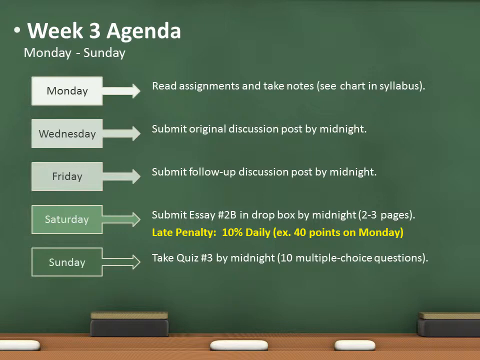So if you're late and turn it in on Sunday, that's one late day, 20 points. Monday would be 40 points. So you do want to submit this on time. And of course, as usual, you take quiz number 3 by midnight.